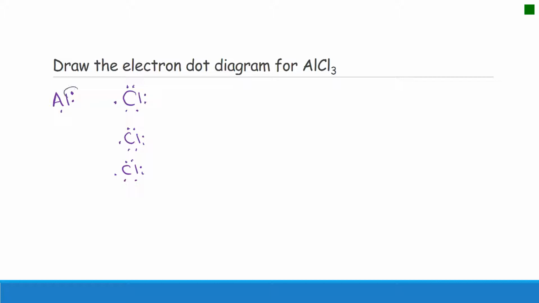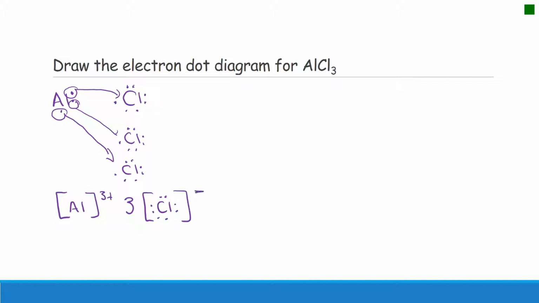So this aluminium will transfer 1 valence electron to this chlorine, 1 valence electron to this chlorine, and 1 valence electron to this chlorine. This will result in aluminium losing 3 electrons and becoming 3 positive, so I'll put it in the square brackets. And I have 3 chlorines, each with 8 electrons around the outside and a charge of -1.